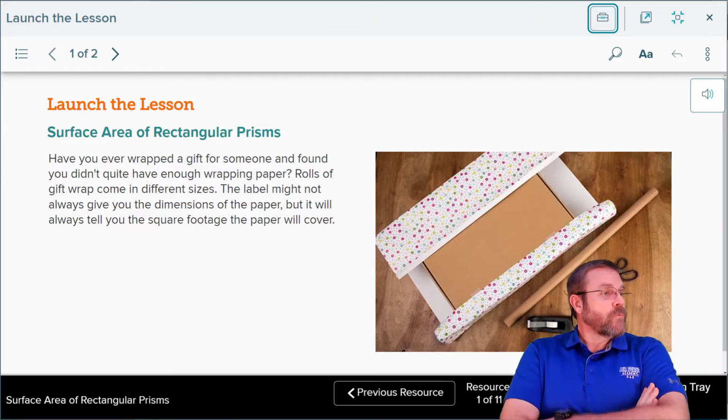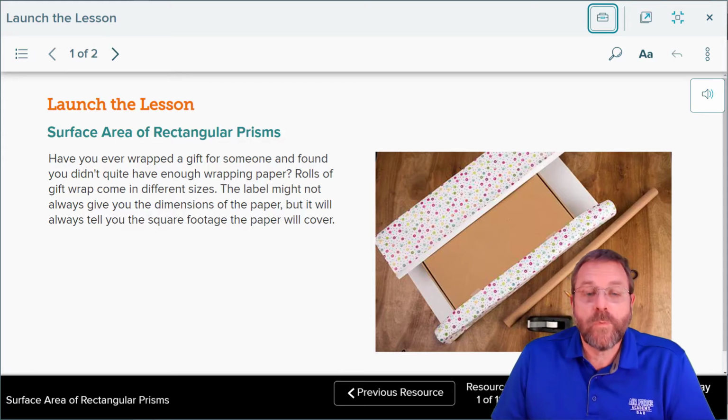Have you ever wrapped a gift for someone and found you didn't have quite enough wrapping paper? Rolls of gift wrap come in different sizes. The label might not always give you the dimensions of the paper, but it will always tell you the square footage the paper will cover.